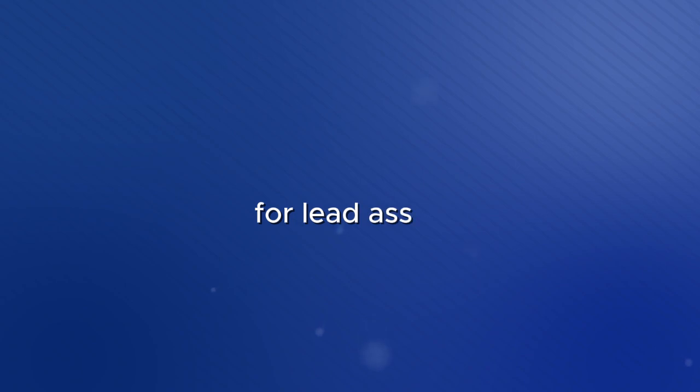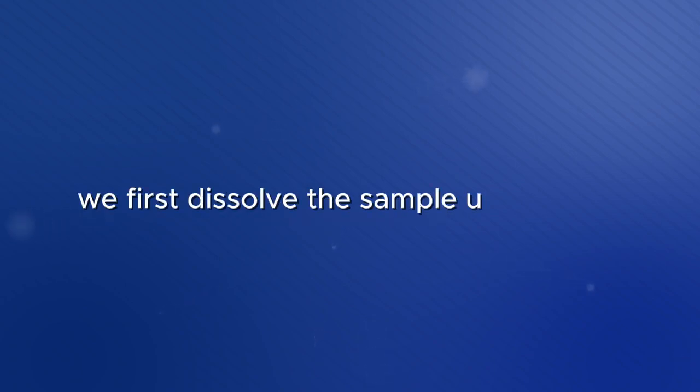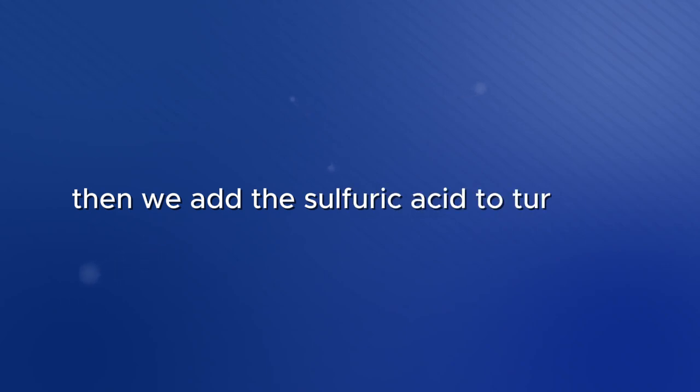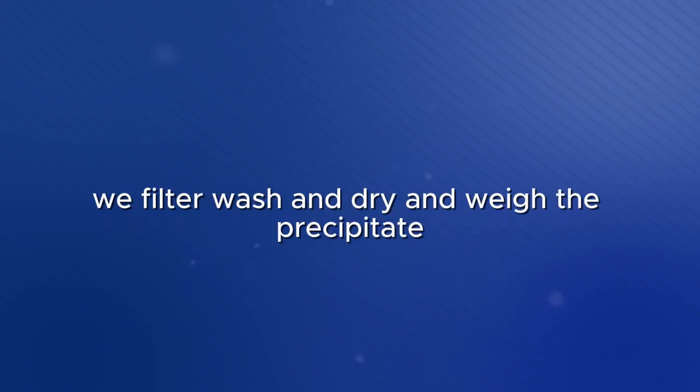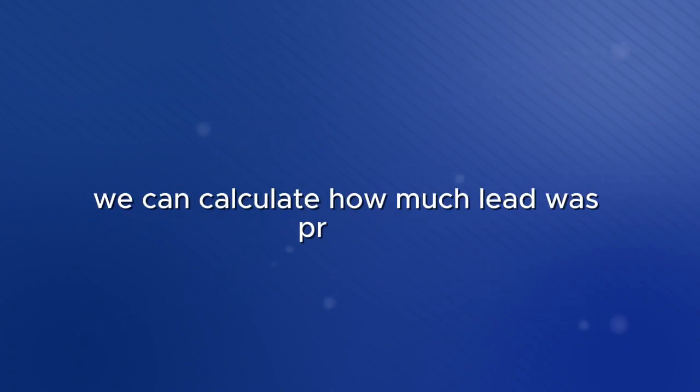For lead assay, we first dissolve the sample using nitric acid, then we add sulfuric acid to turn the lead ions into a solid lead sulfate precipitate. We filter, wash, dry, and weigh the precipitate. Finally, from its mass, we can calculate how much lead was present in the original sample.